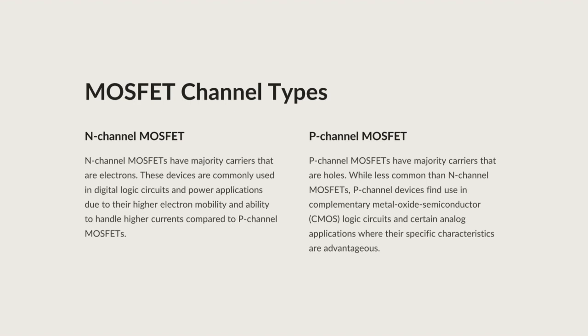N-channel MOSFETs have majority carriers that are electrons. These devices are commonly used in digital logic circuits and power applications due to their higher electron mobility and ability to handle higher currents compared to P-channel MOSFETs. P-channel MOSFET. P-channel MOSFETs have majority carriers that are holes. While less common than N-channel MOSFETs, P-channel devices find use in complementary metal oxide semiconductor (CMOS) logic circuits and certain analog applications where their specific characteristics are advantageous.